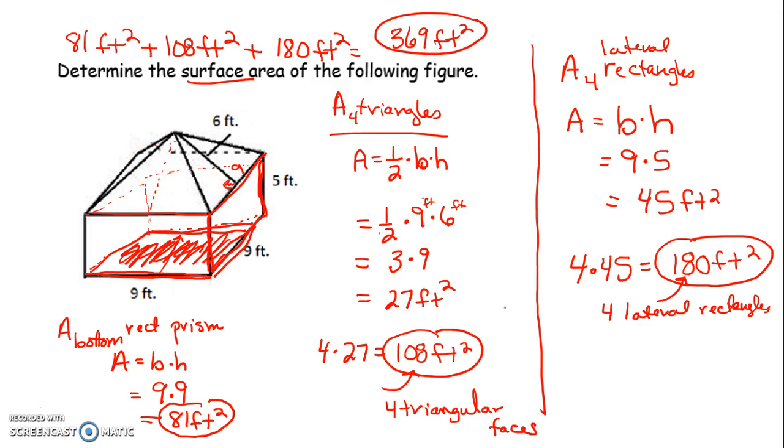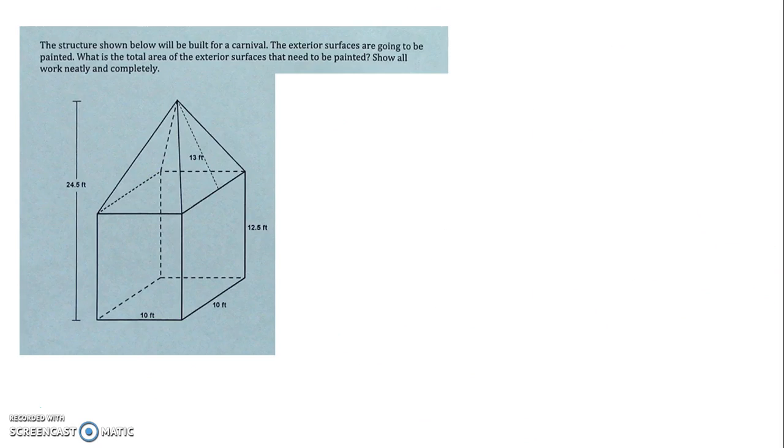All right, let's try one more. This might be how the word problem looks like on a state exam. The structure below will be built for a carnival. The exterior surfaces are going to be painted. What is the total area of the exterior surfaces that need to be painted?